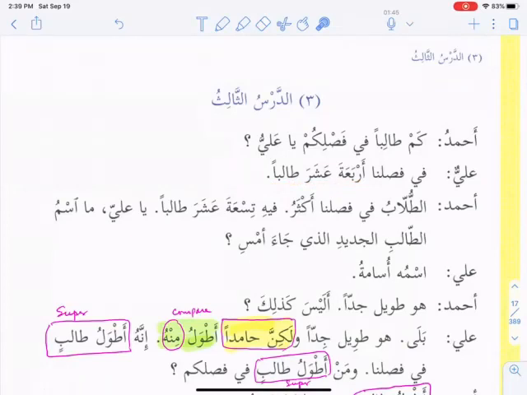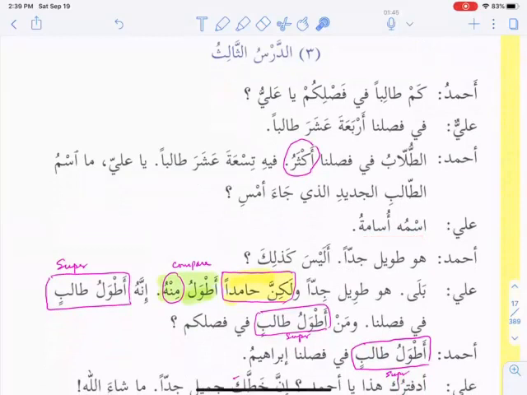Ahmad says, At-tullabu fi faslina aksaru. Now here, this is one of the things that we'll be studying, aksaru. Fihi, in it, there are tis'ata ashara taliban. There are 19 students, Yali. Masbut talibil jadidi allazi ja'a amsi. What is the name of the new students who came yesterday? Ali replies, Ismuhu Usama. His name is Usama.